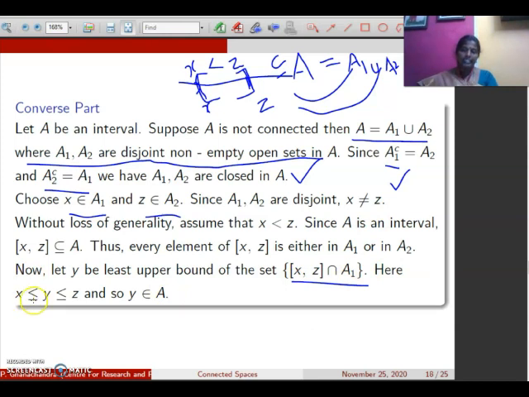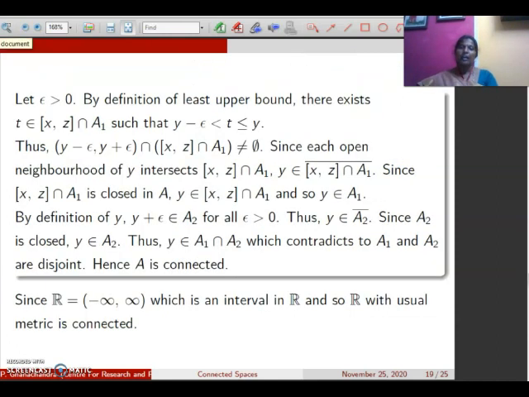And I get that y lies between x and z. Therefore, y belongs to [x, z]. That is, y is an element of that. The least upper bound is an element of A. I took an element epsilon greater than 0. By the definition of least upper bound, there exists an element t belonging to [x, z] intersection A1 with the property y minus epsilon less than t less than or equal to y. This leads to, because t belongs to this interval, we all know the result.